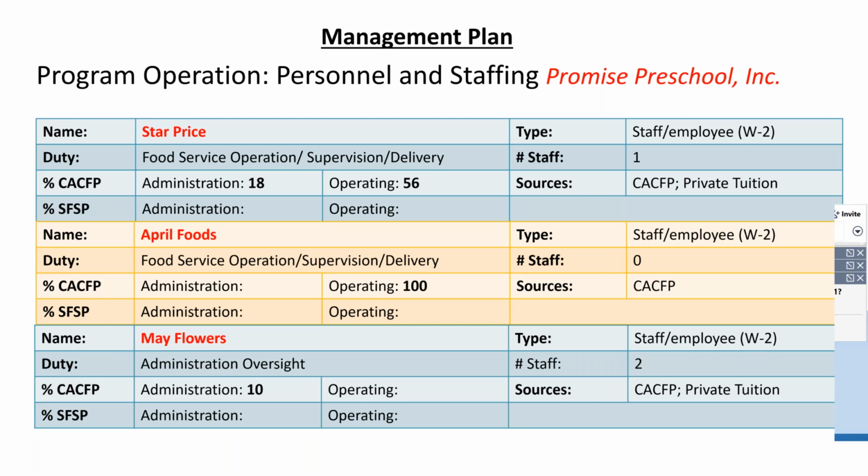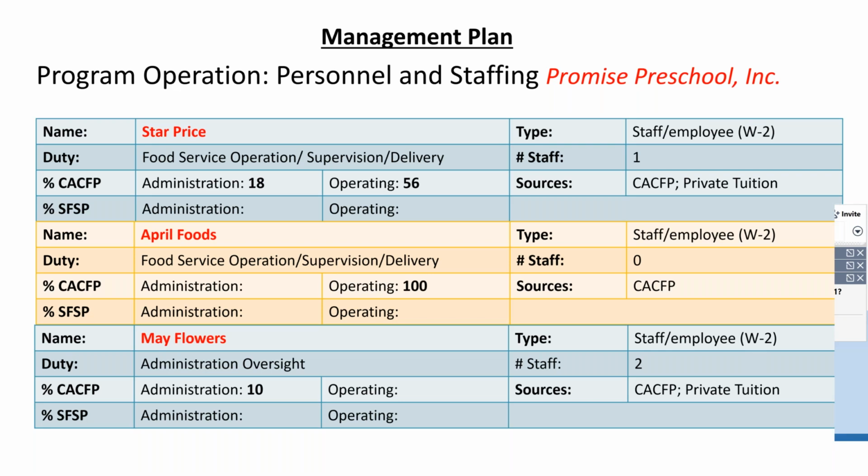The second staff member is April Foods. Okay. And she is the cook at the organization, and 100% of her time is spent on CACFP operating duties. Therefore, if you see over to the right, in the sources section, CACFP is listed to indicate that all of her labor costs will be allocated to CACFP. Although when cost is allocated at 100% to CACFP, the sources section does not need to be complete, the best practice is to list all applicable funding sources. My recommendation is to list all funding sources. Please put something in the sources column, okay?